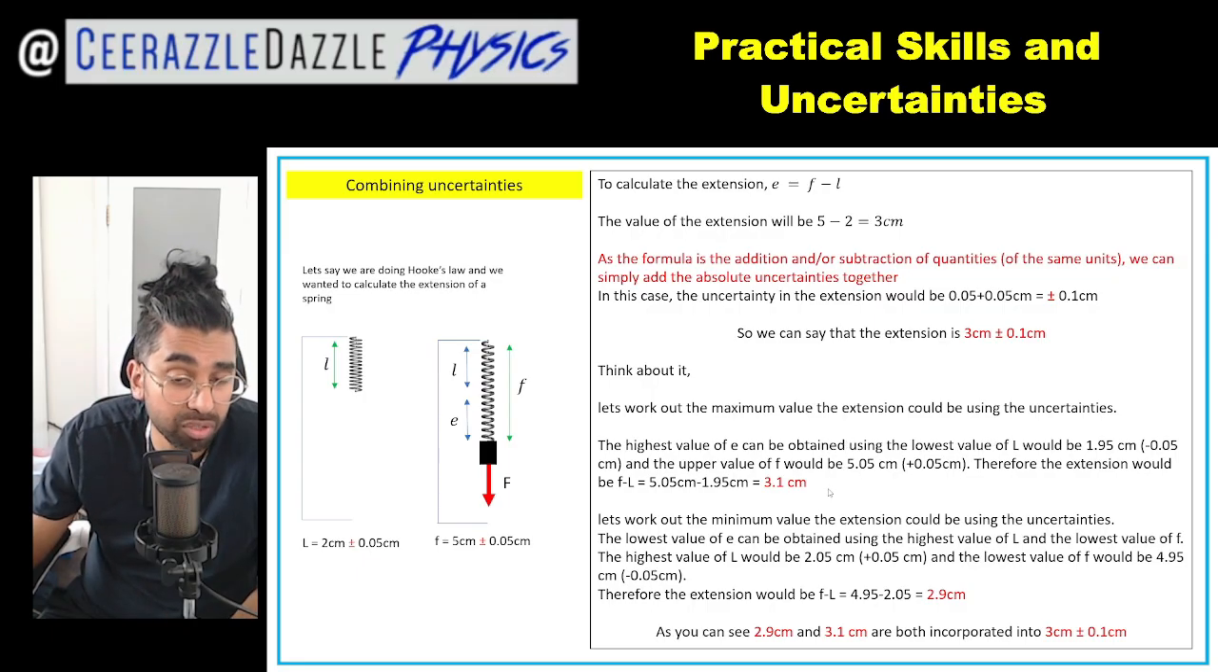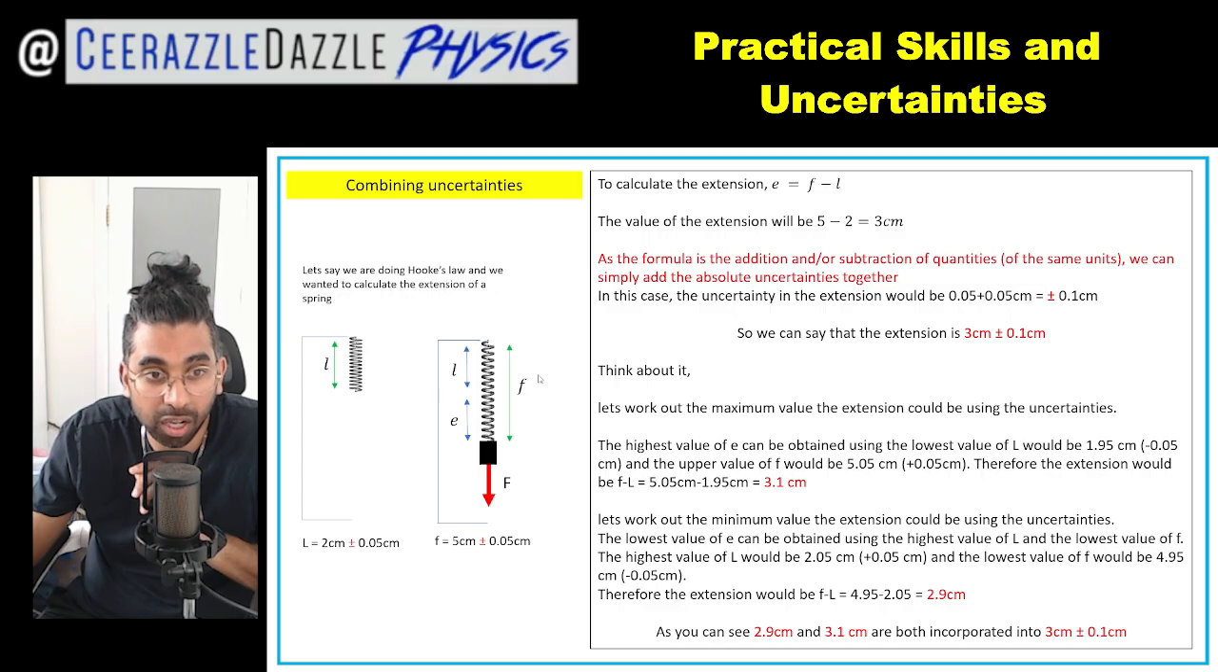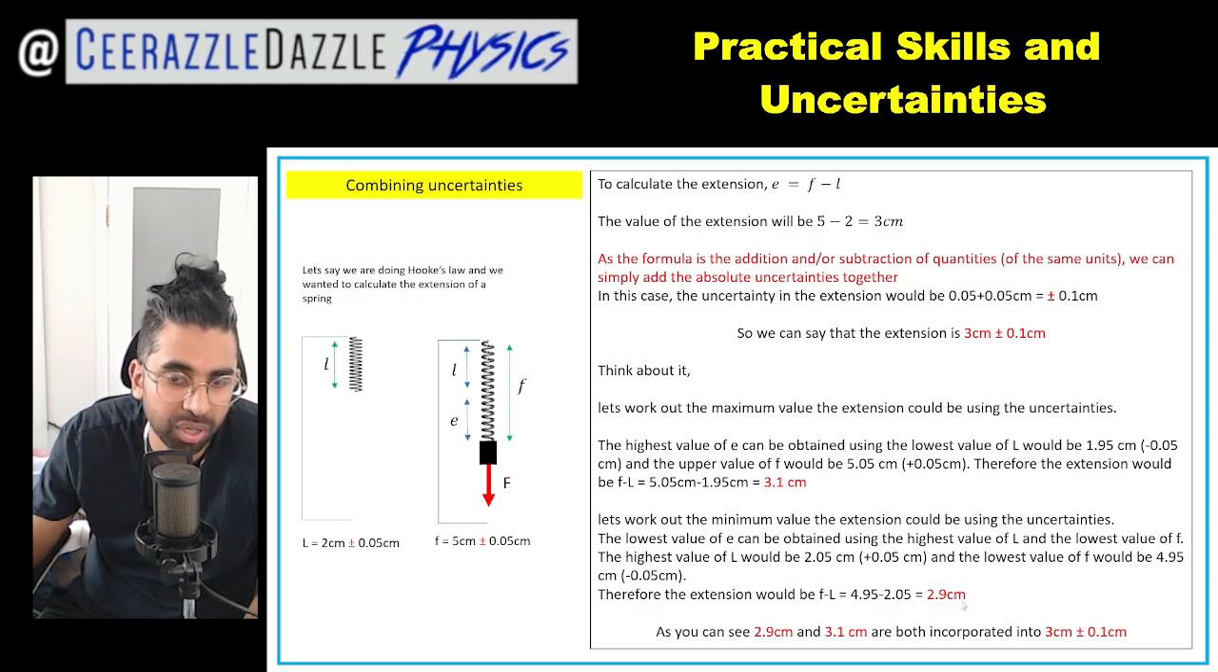That would give me the largest value of the extension, 3.1 centimeters. If you do the maths, you'll recognize it would be 3.1. You can pause the video and have a look yourself. And let's say if you were to work out the minimum value of the extension, well, it would be the lowest value of F minus the highest value of L. Once you've done that, you realize it will be 2.9 centimeters.